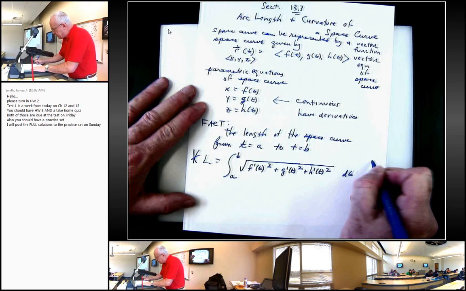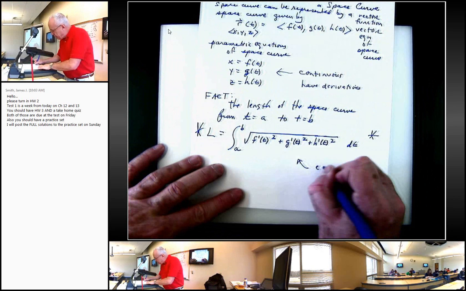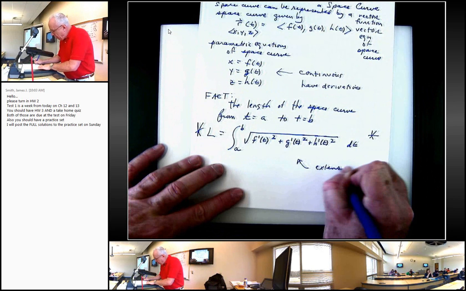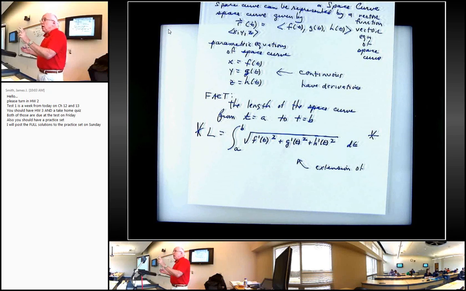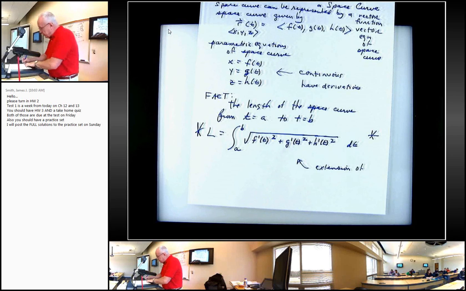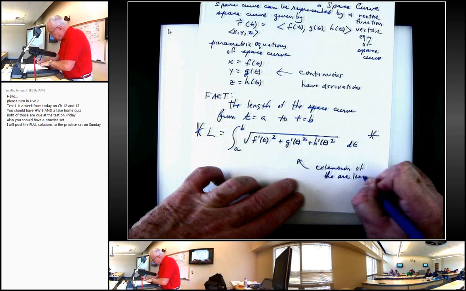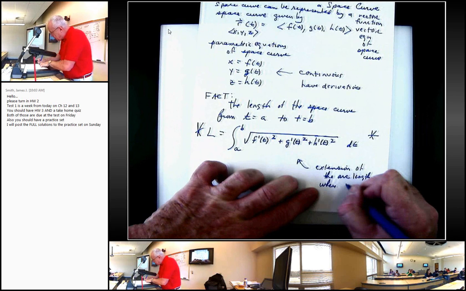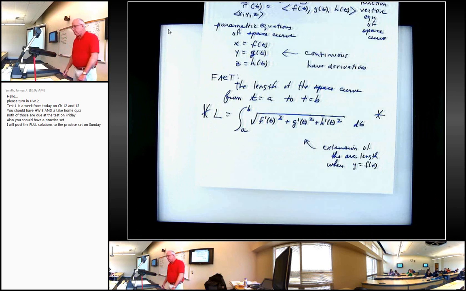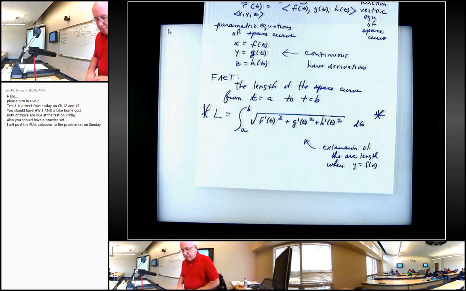All right, let me put an asterisk here. So it's really an extension of, I guess, the Pythagorean theorem here. This is really an extension of the arc length when we had just a regular function of one variable, okay? This is just an extension of the other arc length, where y is equal to f of x, all right? So you need to make sure that you remember this formula here.